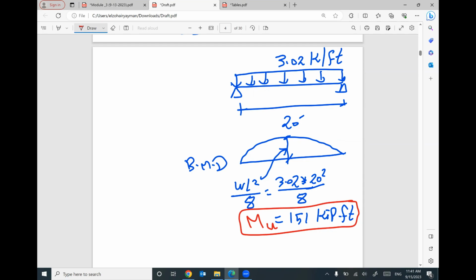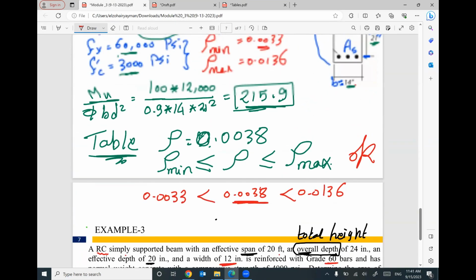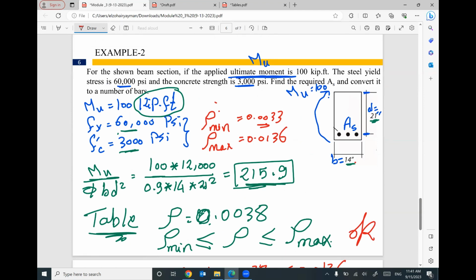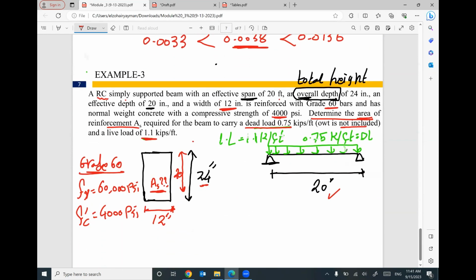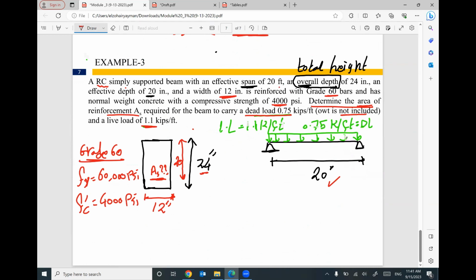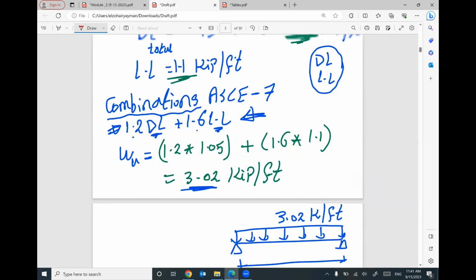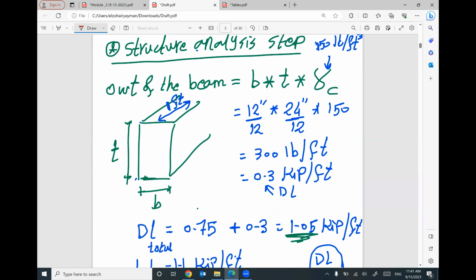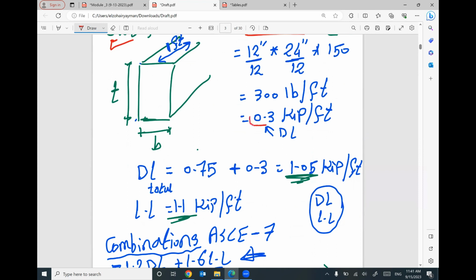Oh my goodness. In the previous example, M ultimate is given, so I started from there. But in this example, M ultimate is not given. So I looked for M ultimate based on the structural analysis. Structural analysis says what is the value of the own weight based on this expression. Then I need to add this own weight to the remaining dead load, which is given. This part of the dead load is given. This is the dead load coming from the own weight.